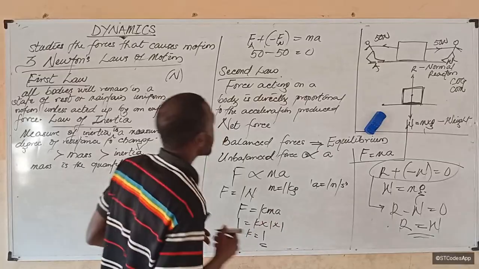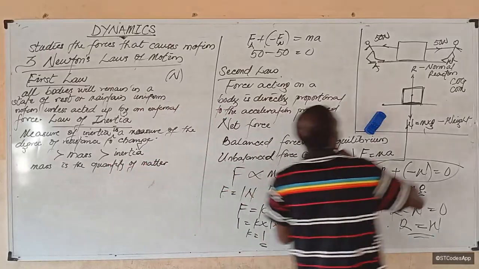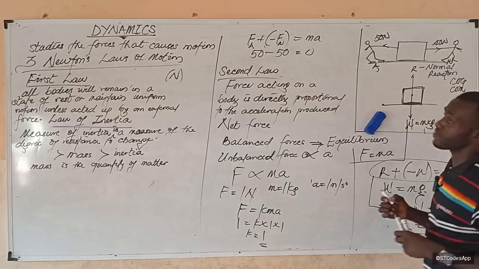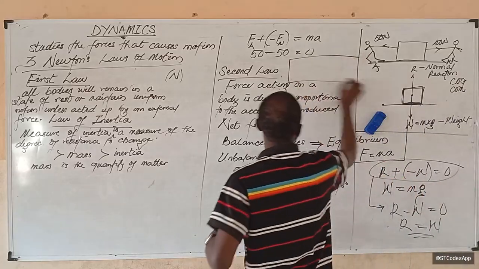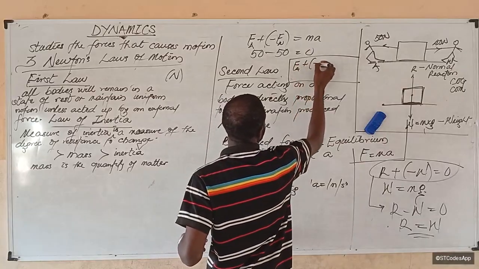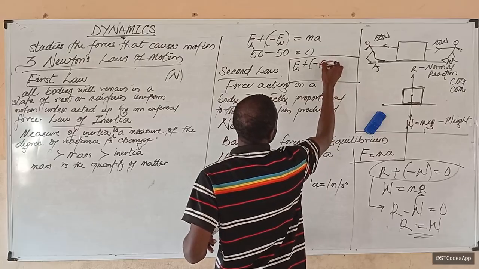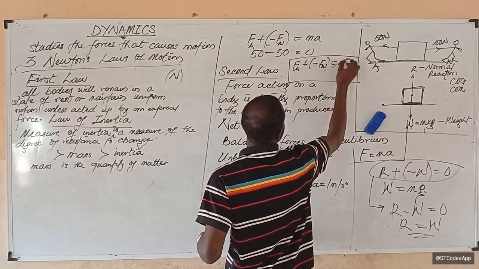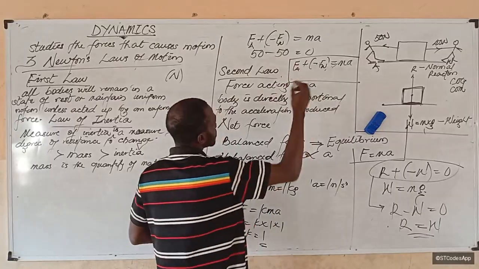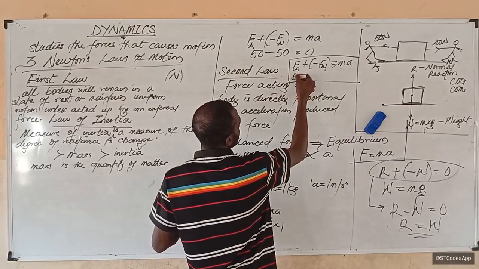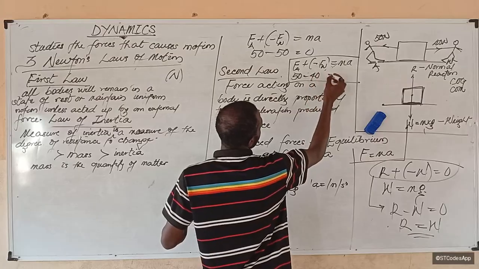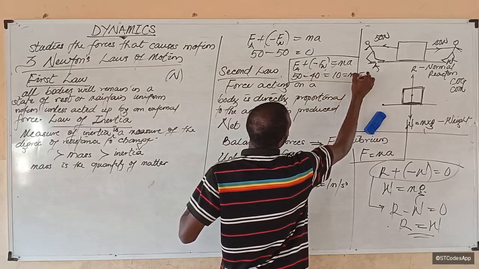Is that clear? However, if Williams was exerting 40 Newton, for example, what would happen in that case? We would have that the force of Adeola plus minus the force of Williams will produce acceleration on the body, leading to mass times acceleration. So if that's the case, F net is equal to 50 plus minus 40, so that's minus 40, which is equal to 10, which is equal to mass times acceleration.